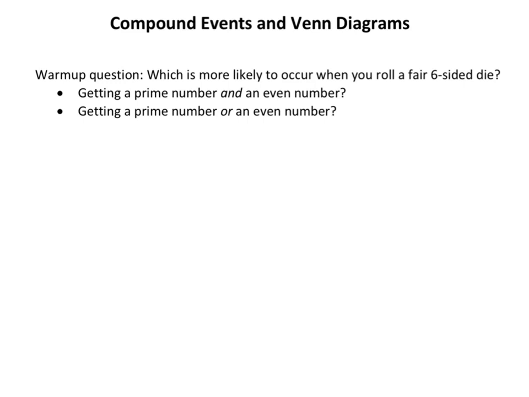I kind of want to start with this warm-up question, and we really don't need much knowledge of probability to tackle this. I want us to think, what's more likely to occur when you roll a fair six-sided die? Is it more likely that you'll get a number that's prime and an even number? Or is it more likely that you'll get something that's prime or an even number? And my hope is that you all recognize that it's definitely going to be easier for us to get a number that's prime or even.